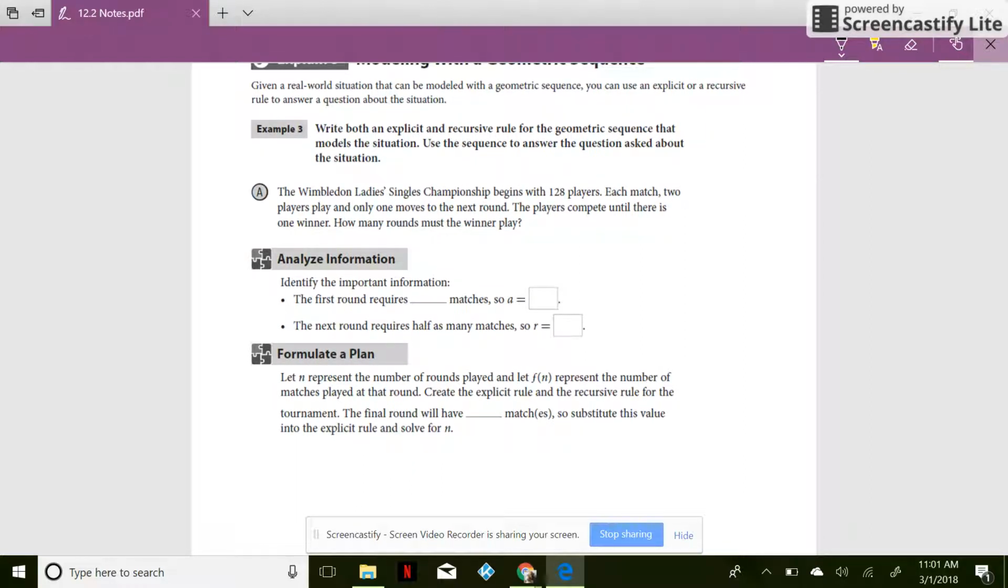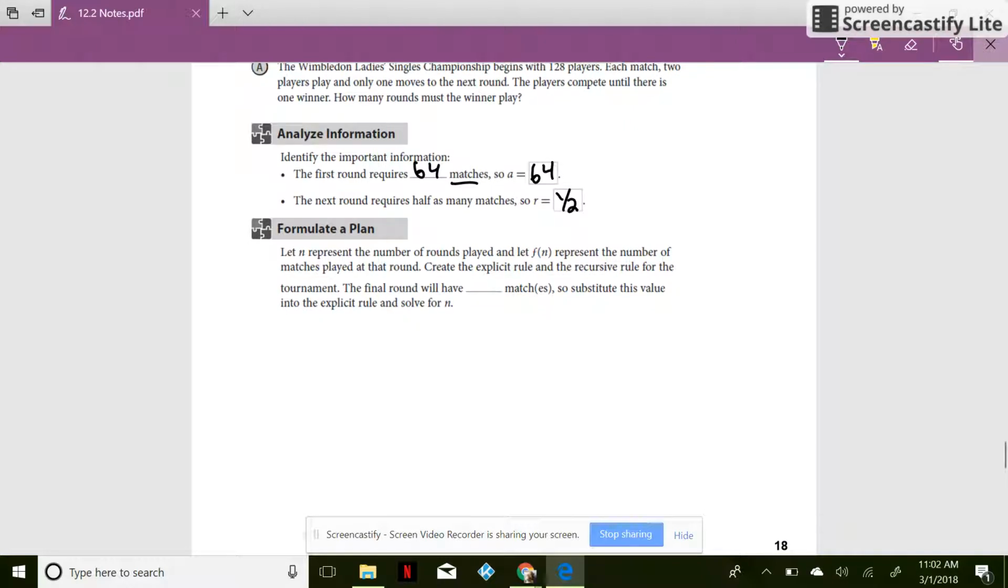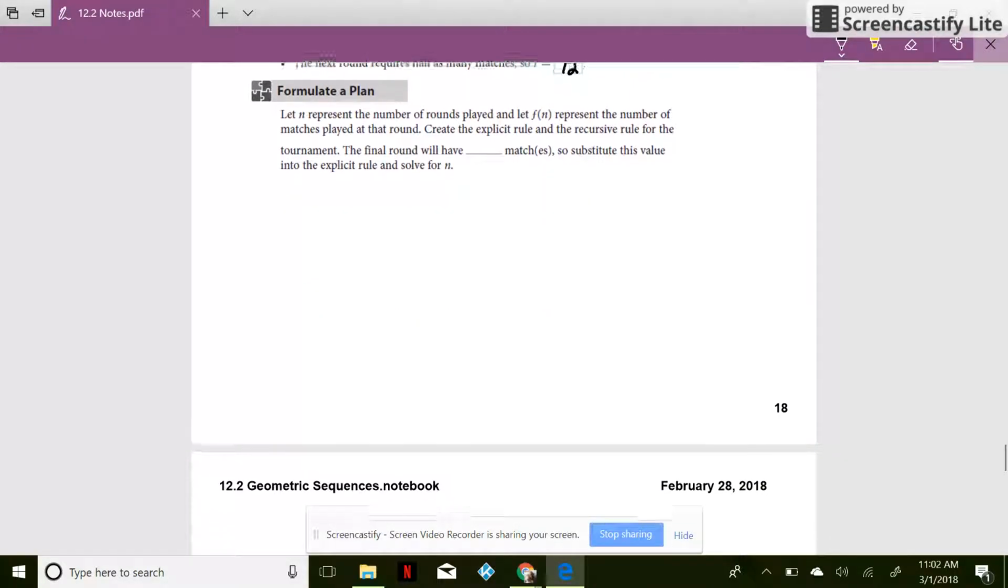So some important information. The first round requires 64 matches. Number of matches: 128 players, 128 divided by 2, 64 matches. So that means A is 64. The next round requires half as many matches. So that means R is equal to 1/2. Our values are decreasing by 1/2 each time.